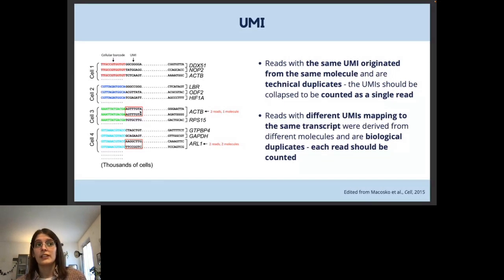Instead, if we have different UMIs, they are two transcripts, both mapping on the same gene, on the same transcript, but they come from two different molecules. So we should keep the count at 2, okay? This is the importance of the UMI.